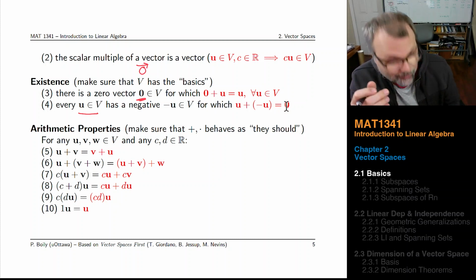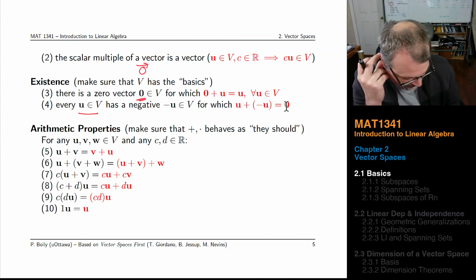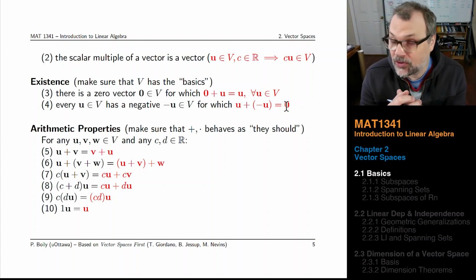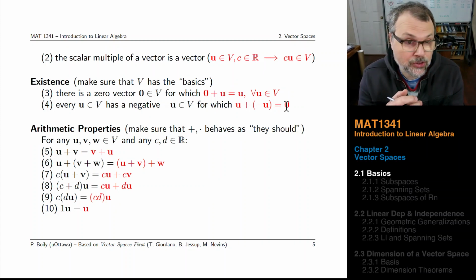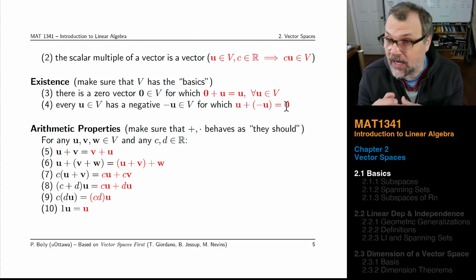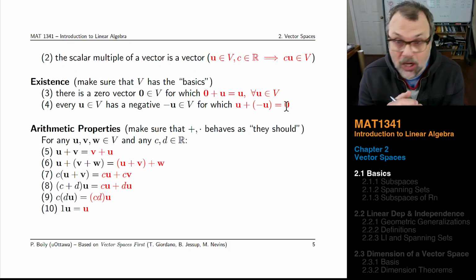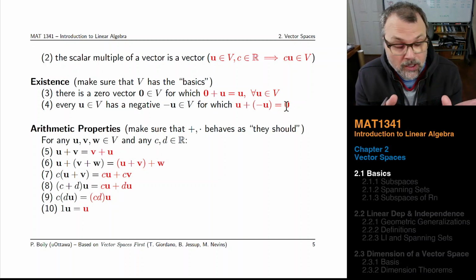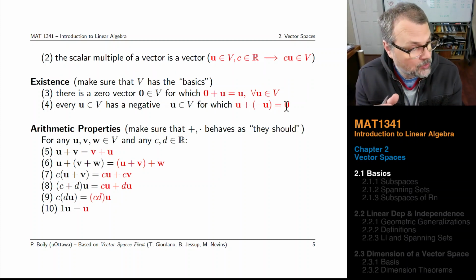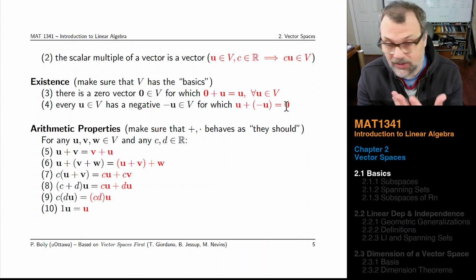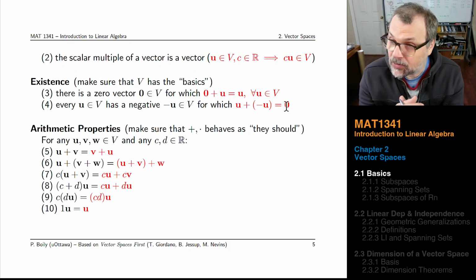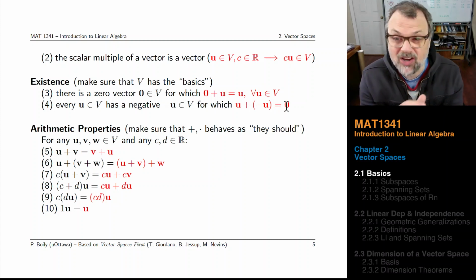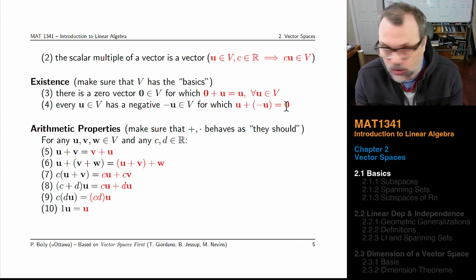And then there are 6 properties that are of an arithmetic nature. These axioms make sure that the sum and the scalar product behave as they should. If we're going to call them a sum and a scalar product, they should at least have these properties. The sum should be commutative. Whether you add U and V together or V and U, you should get the same result. Well, we've seen an example of an operation that wasn't like this, right? The cross product on R3, U times V is not the same as V times U. So the cross product does not behave like a sum should.